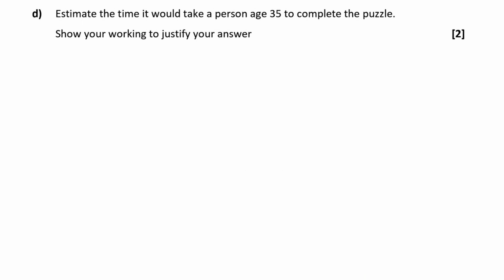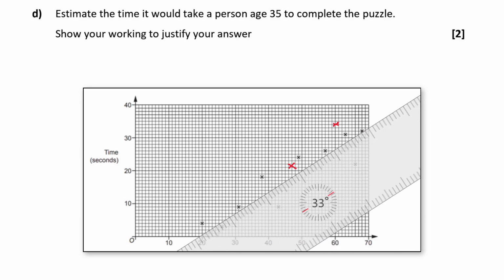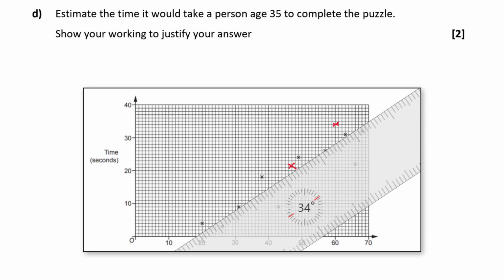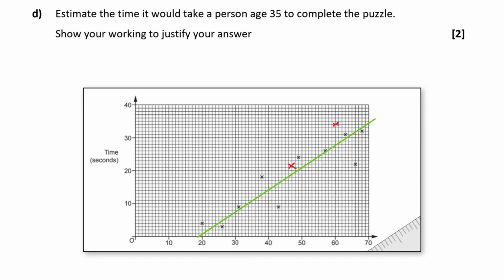Question D. Estimate the time it would take a person aged 35 to complete the puzzle. Show your working to justify your answer. Okay, well, my working is going to be on the scatter diagram itself. Okay, so coming back to the diagram, if I put a line of best fit up my graph, just trying to angle it so you've got the same number of points on either side of your line. Something like that. Doesn't have to go through the origin, so don't force it through there. Something like that. You do get a bit of leeway when you draw these points.